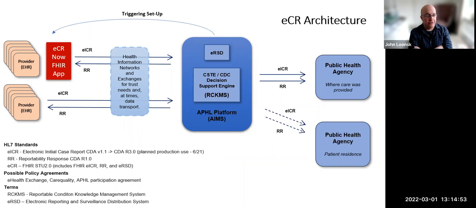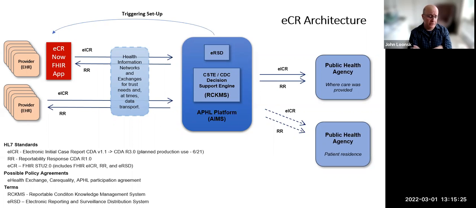So on the left are electronic health records. In the middle is the APHL AIMS platform. It's a shared services platform that's supported by the Association of Public Health Laboratories and includes a decision support engine on it. And on the right are the different public health agencies, and all of the states and many large locals are connected up to this system to carry this out.